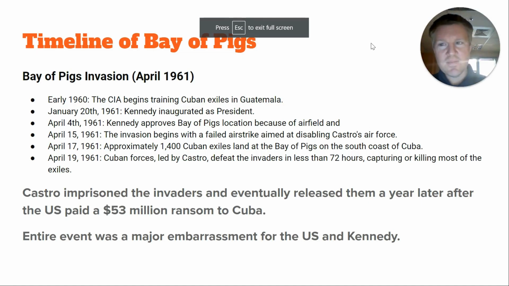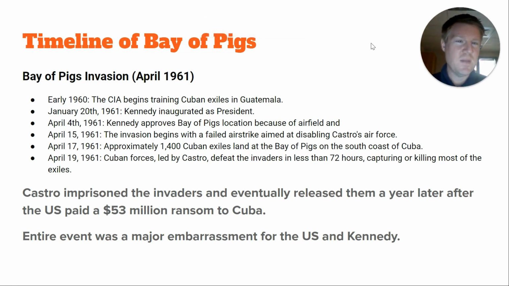So starting in early 1960, the US, mainly the CIA, already is making plans to attack Cuba. They've already tried to assassinate Castro multiple times at this point, once he takes power in Cuba. And by January 20th, 1961, President Kennedy is inaugurated, and he is given the information about the potential to invade Cuba. 3 months into his presidency, he approves the plan and the location of the Bay of Pigs.